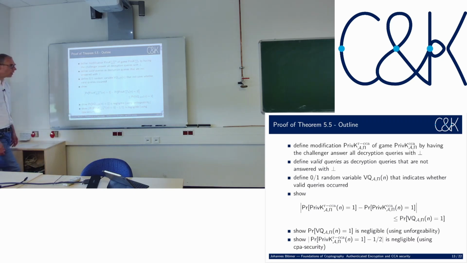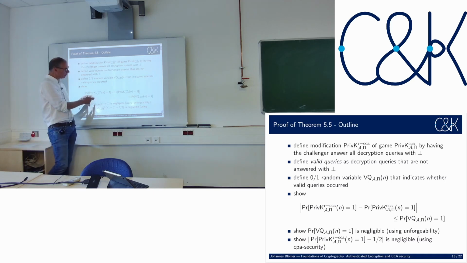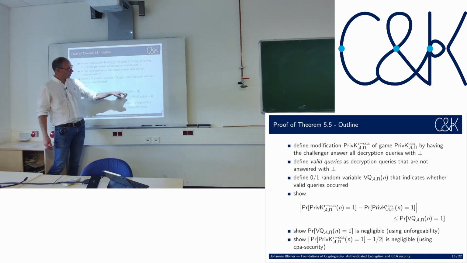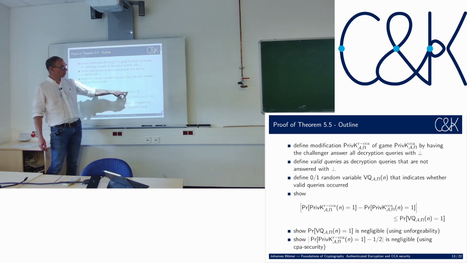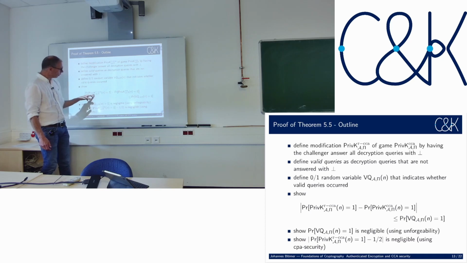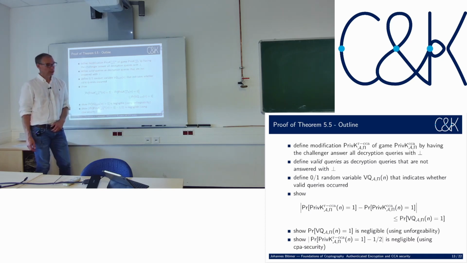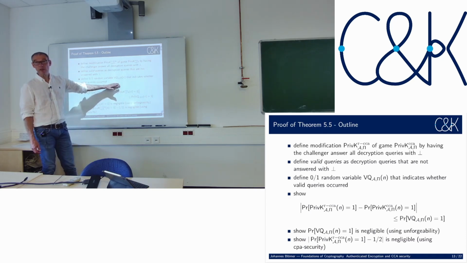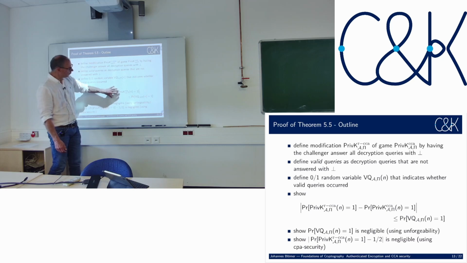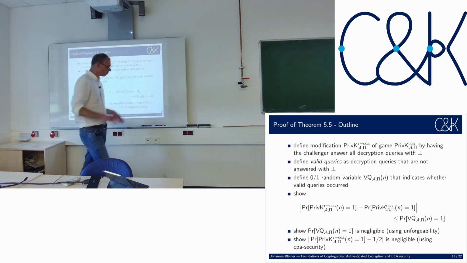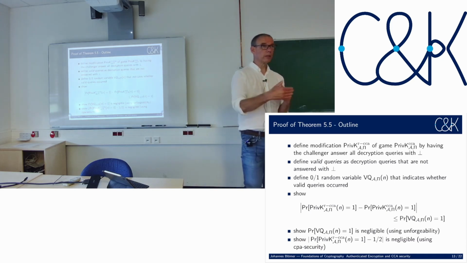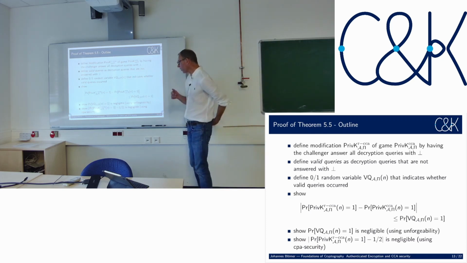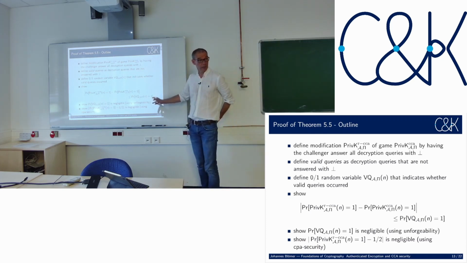And then what we show is that the difference in probability that A in the CCA game with this authenticated encryption scheme outputs 1, and that it outputs 1 in the RCCA game, this difference in probabilities can be bounded by the probability that this random variable is 1. Okay? So we'll move from one game to another, and then we'll estimate or bound the difference in probabilities in the two games.